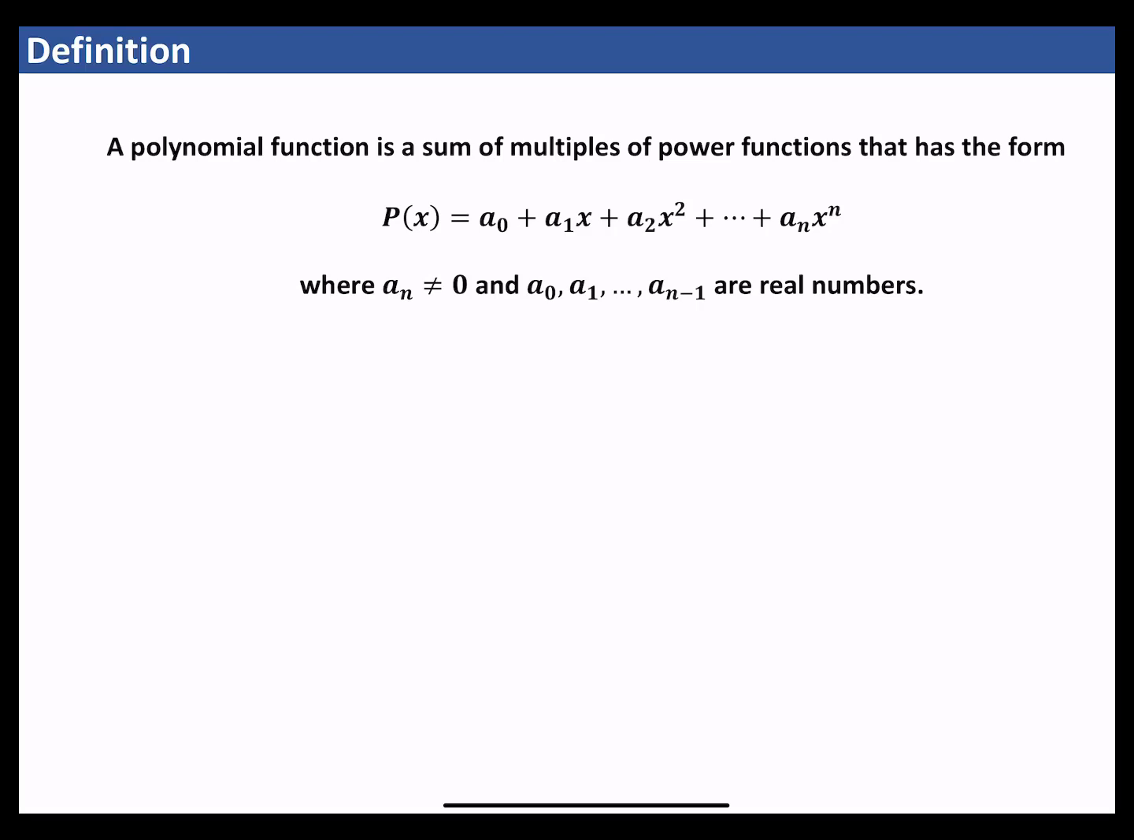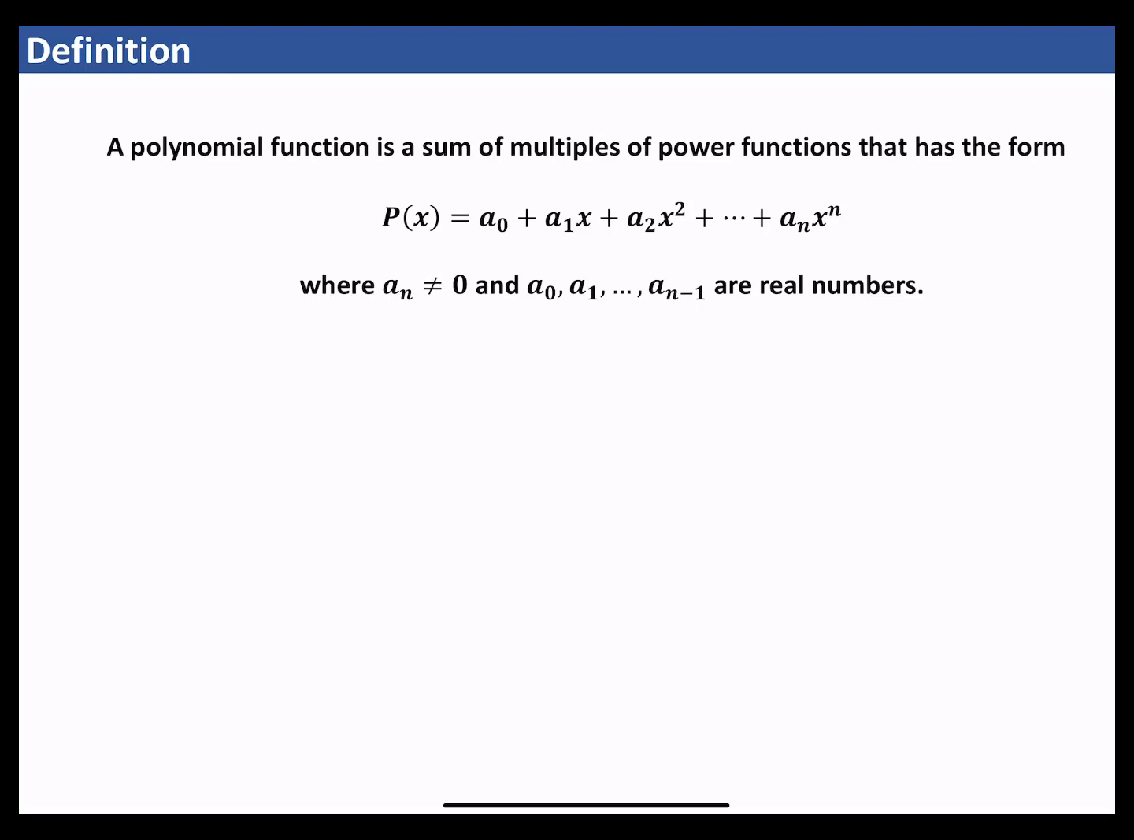A polynomial function is a sum of multiples of power functions that has the form p of x equals a sub 0 plus a sub 1 times x plus a sub 2 times x squared plus etc. The pattern continues until we get to the last term, a sub n times x raised to the n, where a sub n does not equal 0, and a sub 0, a sub 1, all the way up until a sub n minus 1 are real numbers.